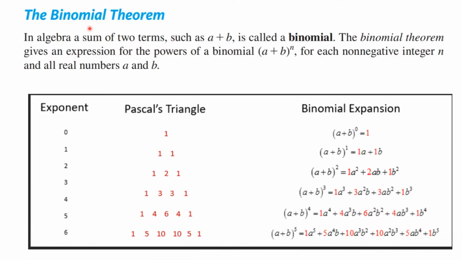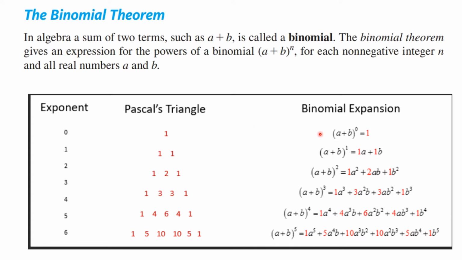We'll now turn our attention to a very important theorem called the Binomial Theorem. In algebra, a sum of two terms, such as a plus b, is called a binomial. There are two terms, just like a bicycle has two wheels. The binomial theorem gives an expression for the powers of a binomial, a plus b whole to the n, for each non-negative integer n, for all real numbers a and b.